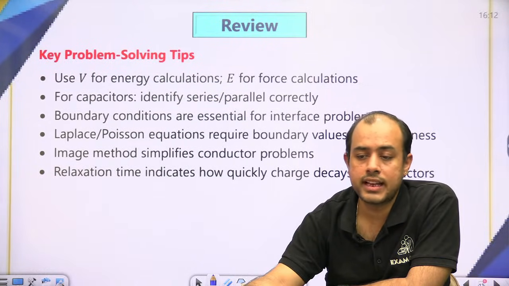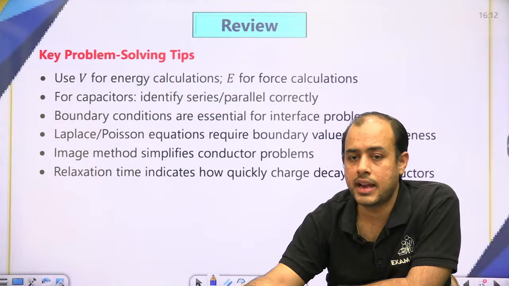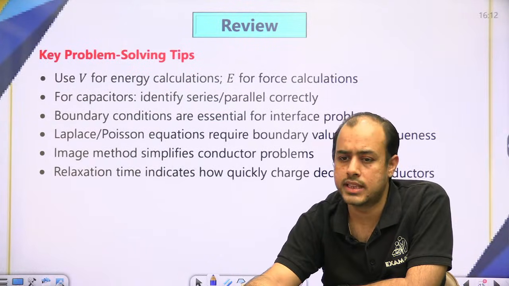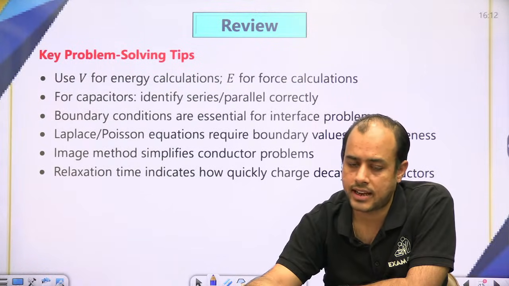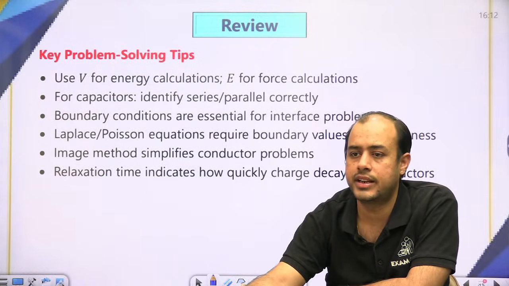Is it important? Weightage is not good? Beta, magnetism and electrostatics have almost the same weightage. If you don't have time, you can choose one of them, but actually in the exam they have similar weightage.